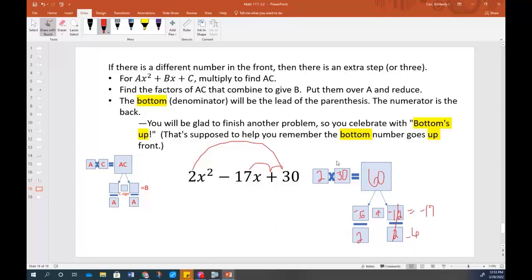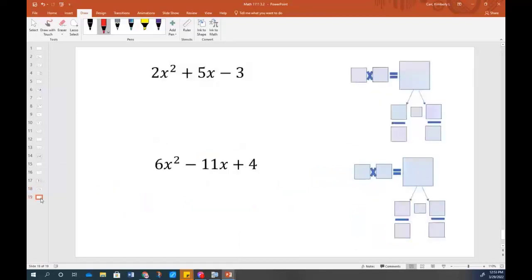Now, if you have a bottom number, it says bottoms up, bottom number goes up front. You want to take this 2 and swing it to the front of your parentheses. So we end up with 2x minus 5. And then our other one, we didn't have a bottom number, or you could say it's a 1, but we just end up with x minus 6. We'll take that leading coefficient, multiply it in at the beginning, and then we take that leading coefficient and divide it out at the end.